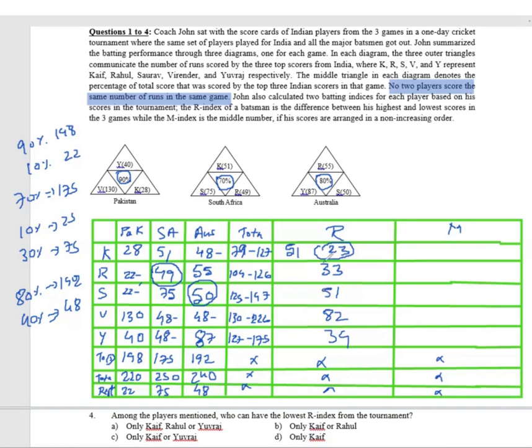So only KF can have the lowest R index. Can we decrease the R index further? The highest R index of KF is 51. So either way S and V are out. If I increase KF's R index, then Yuvraj can be the lowest or Rahul can be the lowest. So option A. Anyone can have the lowest R index.